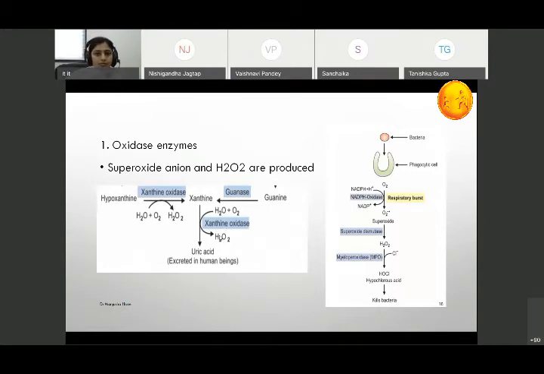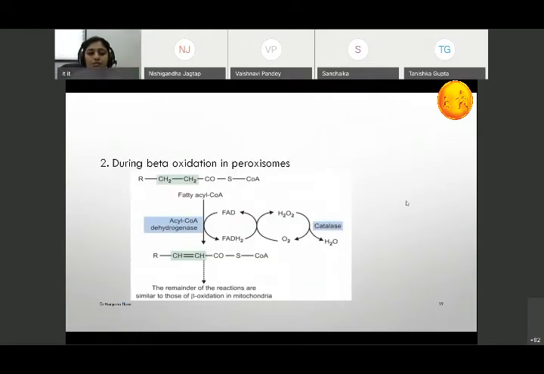hydrogen peroxide. In the last class on antioxidants, we learned one of the enzymes that is helpful in converting hydrogen peroxide to water and oxygen, that was catalase. In this step, catalase acts upon this hydrogen peroxide and water and oxygen are liberated, so that the toxic effect is less. This is the oxidase enzyme. Second comes beta oxidation in peroxisome.